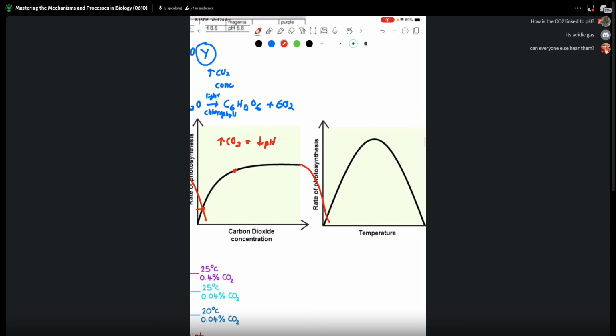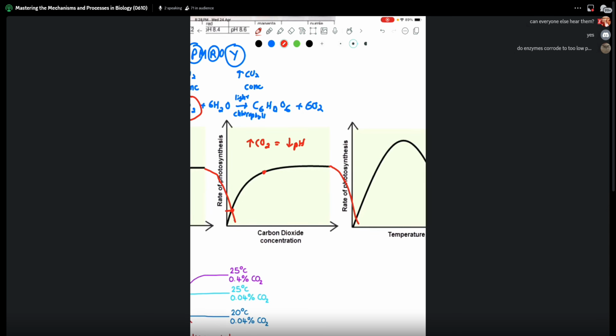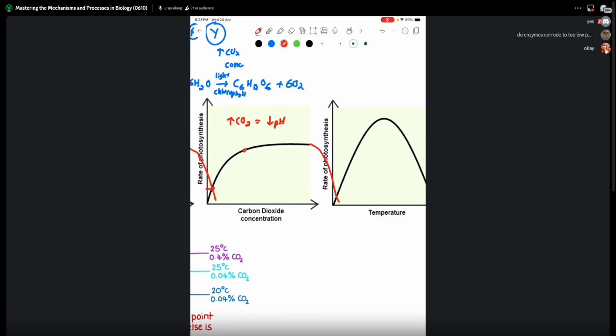Okay, how's the CO2 linked to pH? Okay, let's take this example. Our lungs, right? When we store too much of the carbon dioxide, this carbon dioxide will bind to the hemoglobin in our blood. So what happens is that this will affect the transportation of these gases to our tissues that are trying to undergo respiration. Okay, so that's the concept.